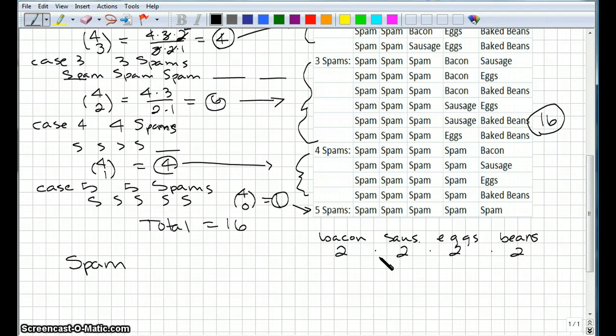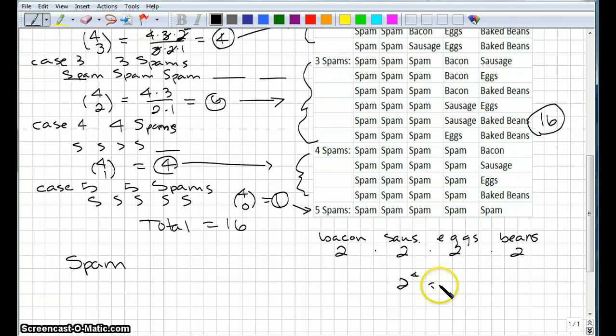So your only decision is whether you want bacon, whether you want sausage, whether you want eggs, and whether you want beans. And there's only 2 choices. You either want it or you don't. So this ends up being 2 to the fourth. Ooh, 2 to the fourth. All right. And what's 2 to the fourth?